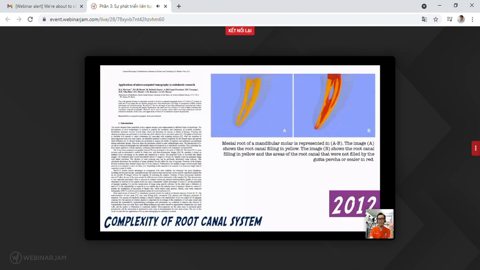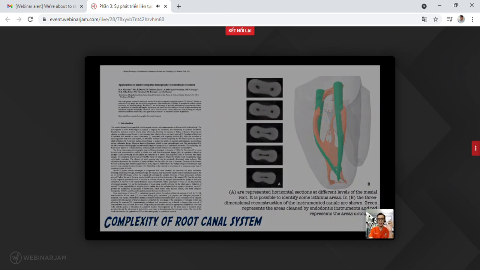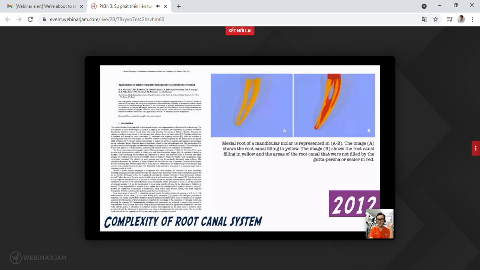There are still some areas, as you can see, that are untouched by your rotary files. And this area is still infected dentin. And this is also a mandibular molar. We can see the image here.